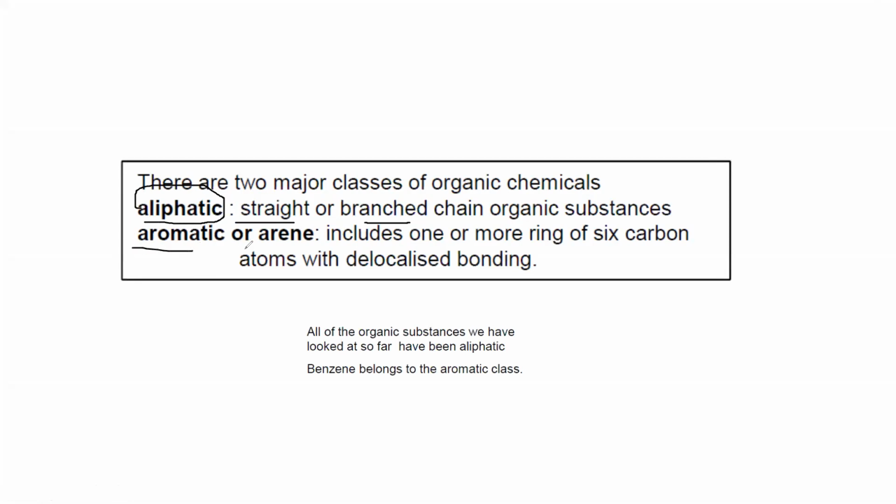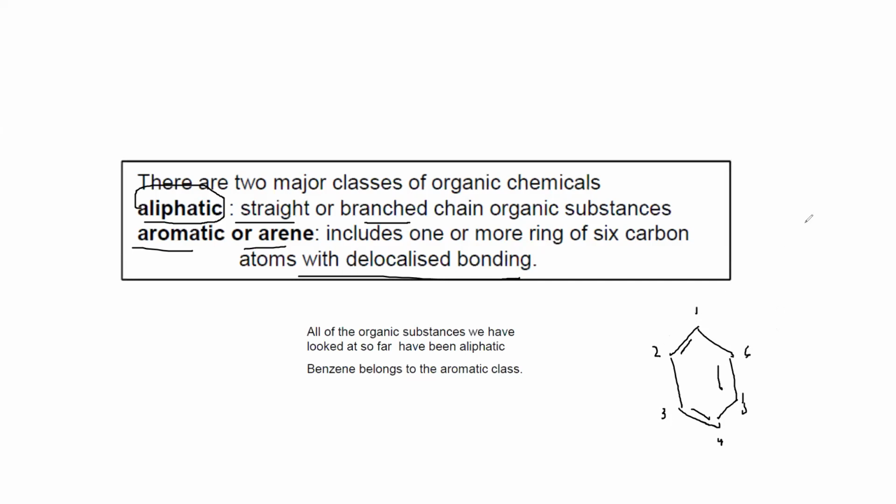Aromatic. What are aromatic compounds or arenes? They include one or more rings of 6 carbon atoms with a delocalized bond. So aromatic compounds always have this skeletal formula: a ring of 6 carbons with a delocalized electron. What does delocalized mean? The double bond can be between 1 and 2, 3 and 4, and 5 and 6.